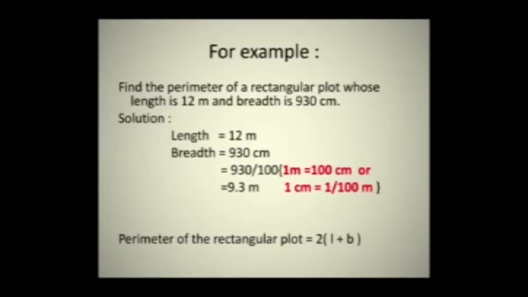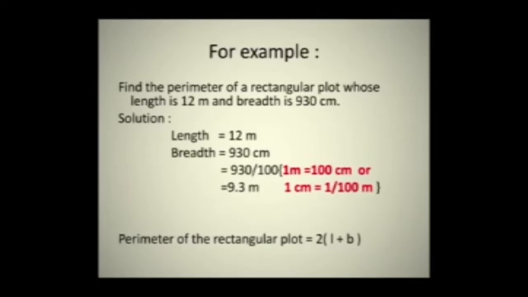Here, in this question, I am changing breadth 930 centimeters into meters. As we know that 1 meter is equal to 100 centimeters or 1 centimeter is equal to 1 by 100 meters. So, 930 divided by 100 is equal to 9.3 meters. Now, breadth is equal to 9.3 meters. Here, length and breadth both are in the same unit, meters. So, continue with the question.